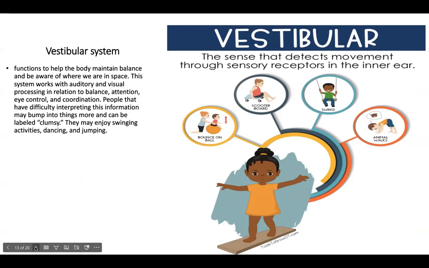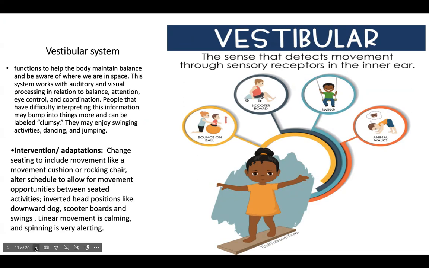So when we see our kiddos that are having difficulty with this vestibular input, we'll see that they might be a little bit clumsy, or they also might go to the extremes where they are sensory seeking when it comes to swinging all the time, dancing all the time, moving and jumping.